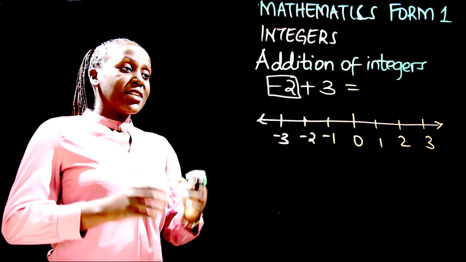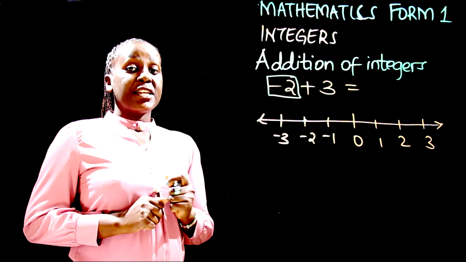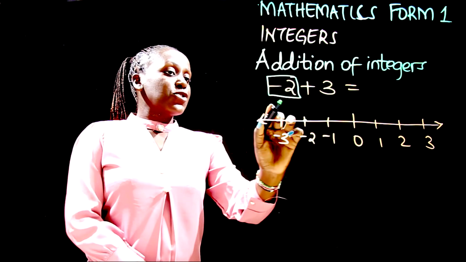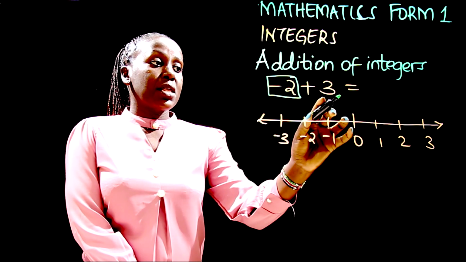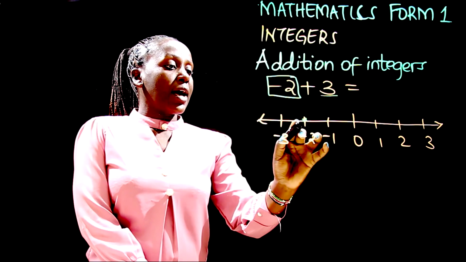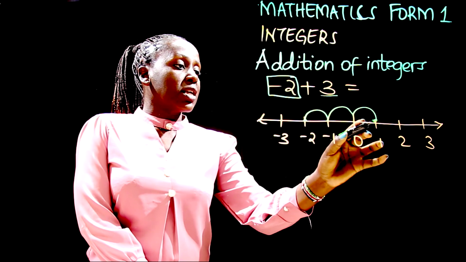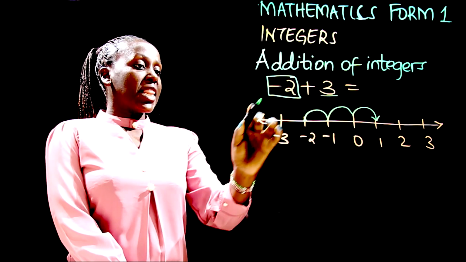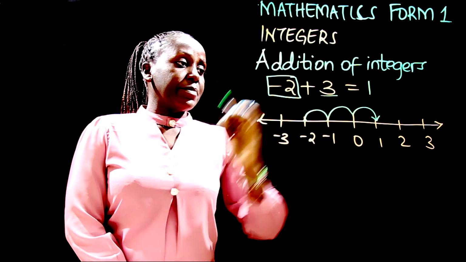Now remember that to add is to increase in value. And if you are increasing value, then you move to the right. So from -2, we move to the right how many steps? 3. So from here, we add 1, 2, 3. And we land on 1. That means that -2 plus 3 is equal to 1.